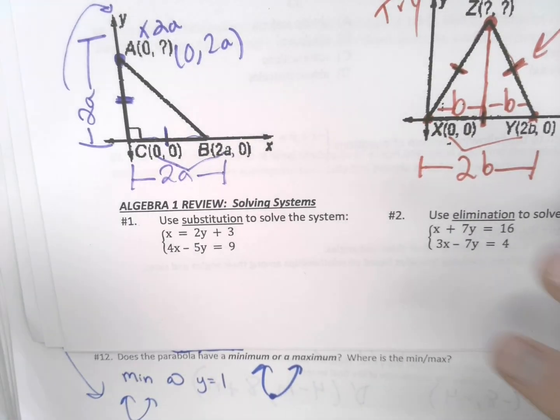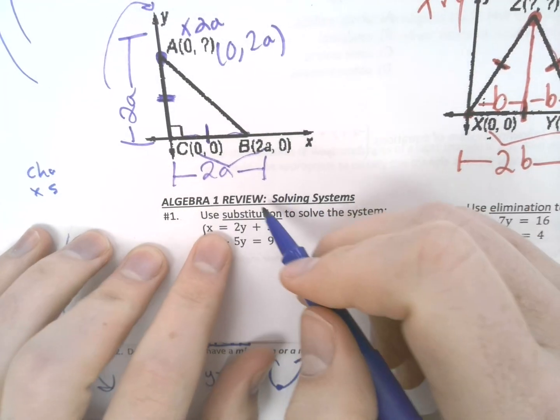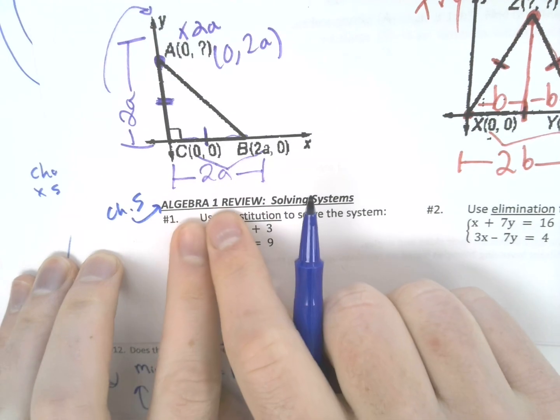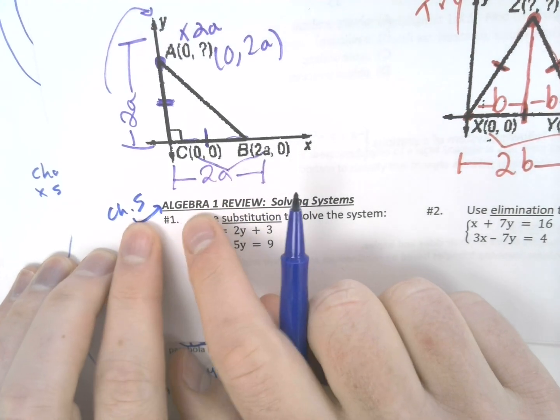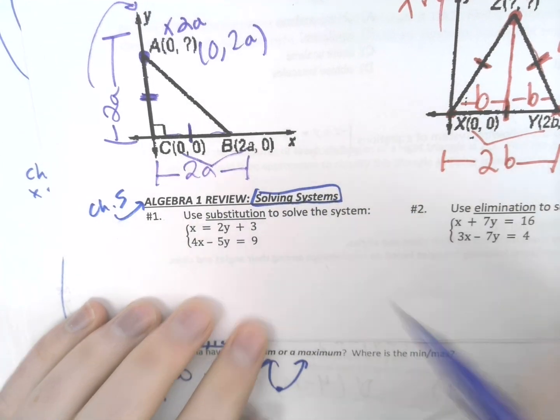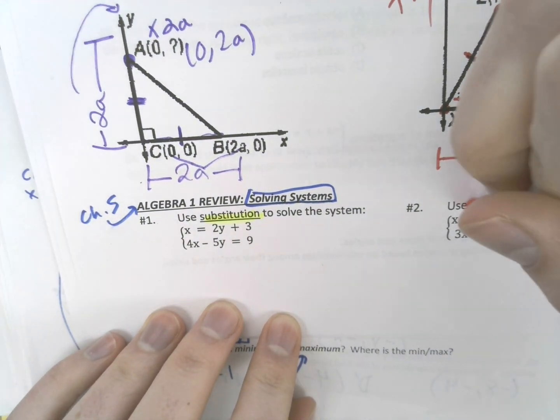Last thing, if I give you a little bit of H-dub for multiple choice, it's funny, we're in chapter 5. Last year, this was Algebra 1. We did this last year in chapter 5 of Algebra 1, if you remember that. Solving systems. There are 2 ways to do this, guys. You can either use substitution, or we can use elimination.